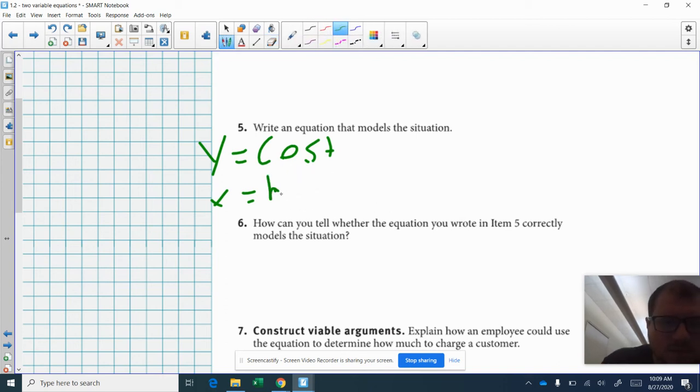We're building 2 variables within our problem. Okay, y is the cost, x is the hours. So now all we have to do is fill in with the same idea that we had on the last page. Okay.